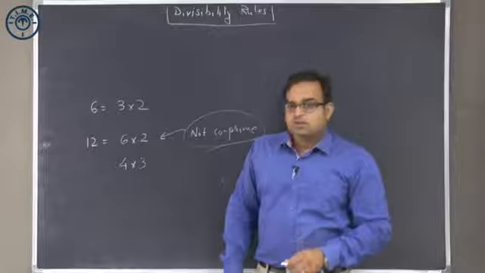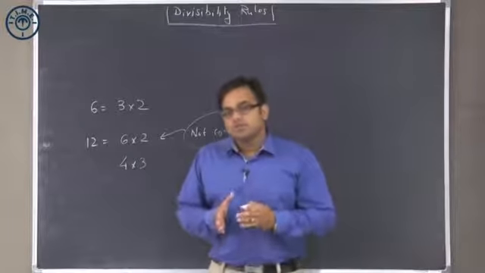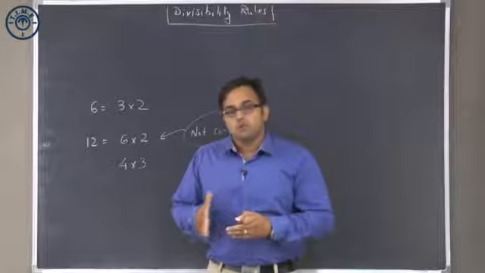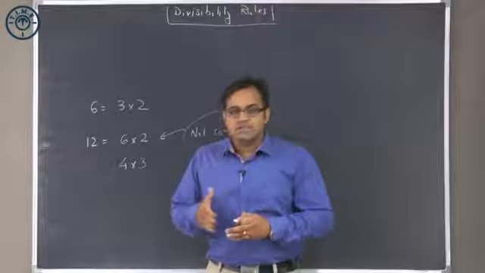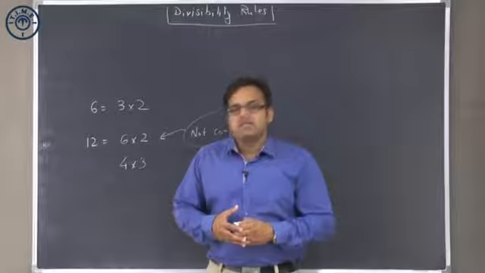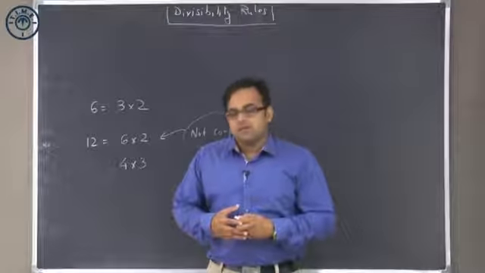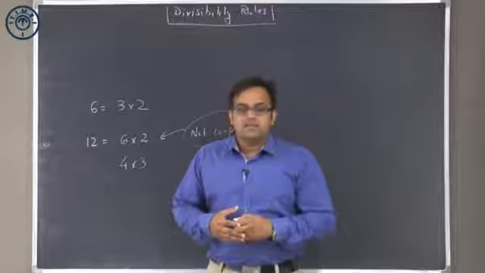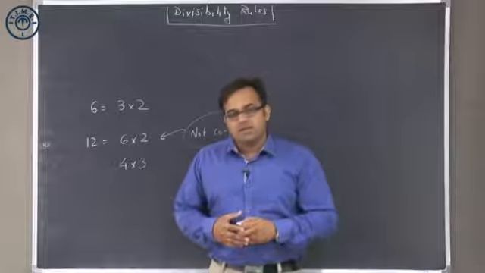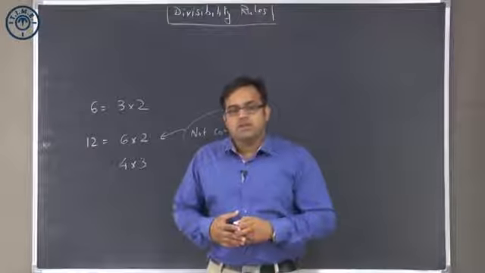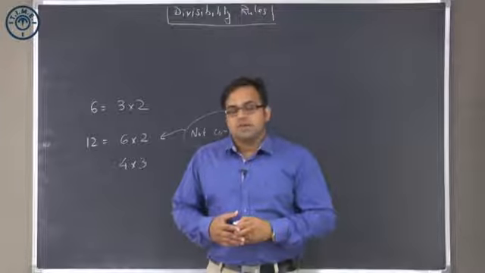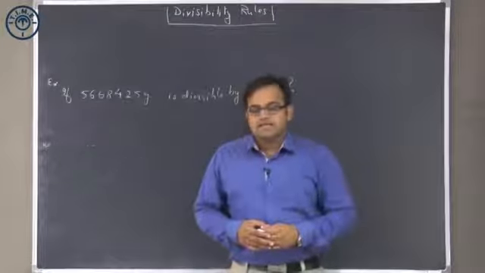So necessarily for composite numbers, the divisibility rule would be: if the number n can be written as a product of 2 or more than 2 co-primes, let us say a into b into c, then if the number is divisible by a, b and c, the number would also be divisible by a into b into c. So if a number n can be written as a into b into c, where a, b and c are co-prime, then if the number is divisible by a, b, c, then the number is divisible by n also. Let's take an example.